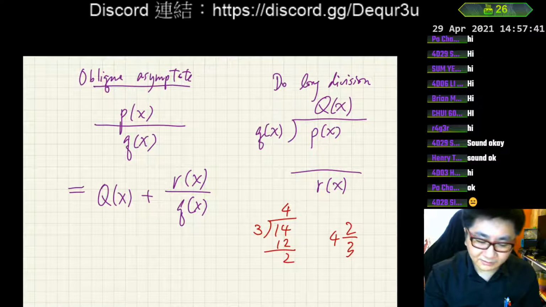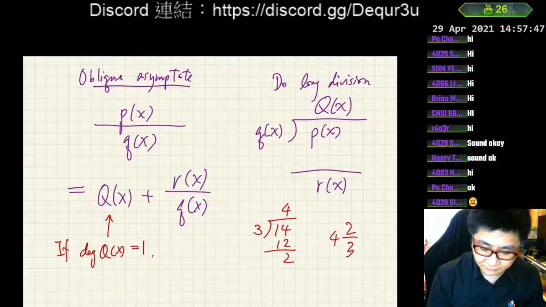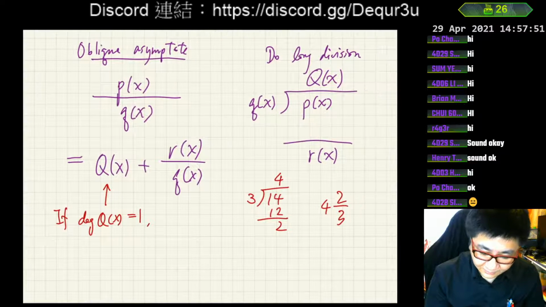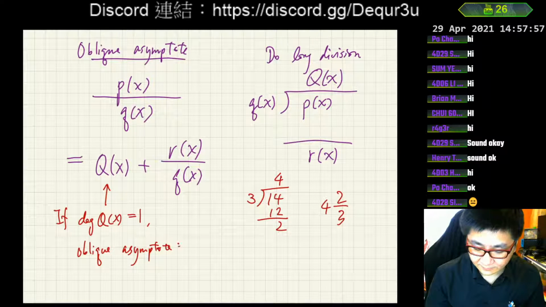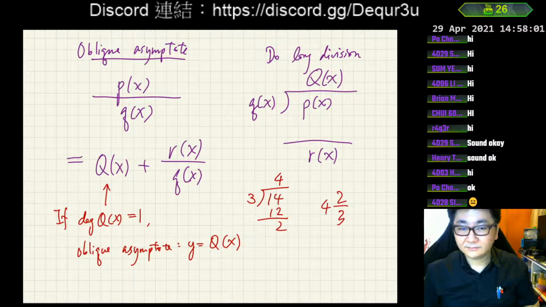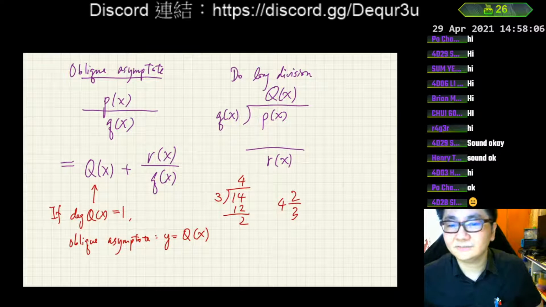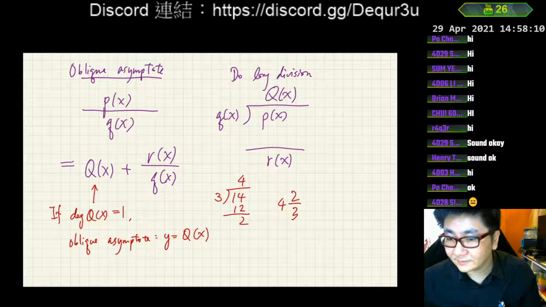Now for an oblique asymptote, if the degree of q(x) is equal to 1, then the oblique asymptote will be y equals q(x). So this is a general way for us to find the oblique asymptote. And later we will see more examples of how this can be found.